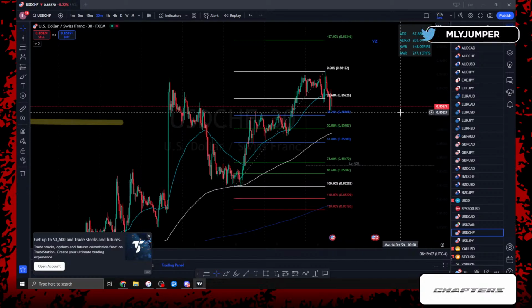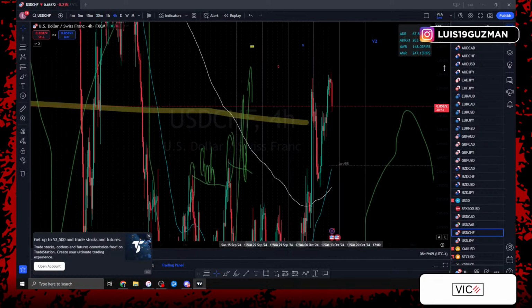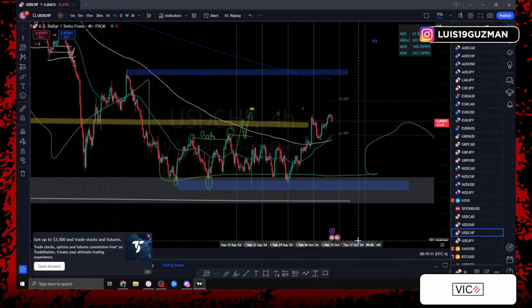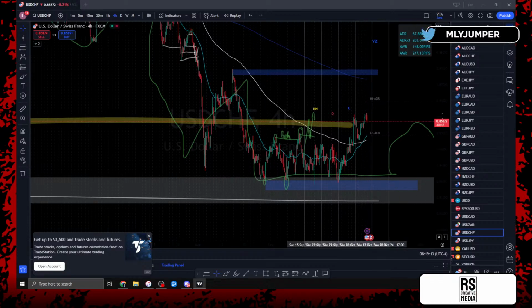But I don't like this zone. I want to see that internal, or that external, I guess you could say. I want to see that external shift.